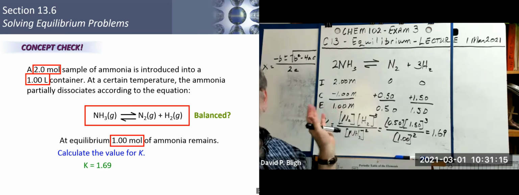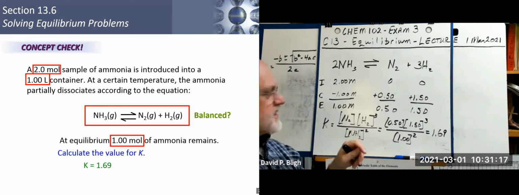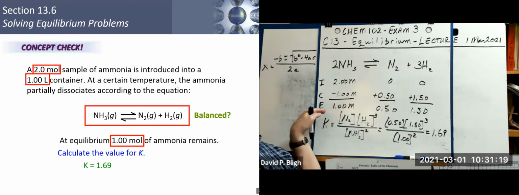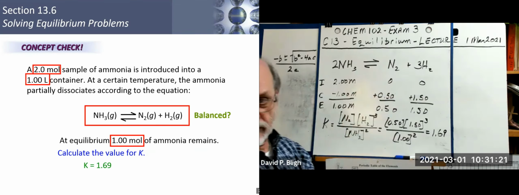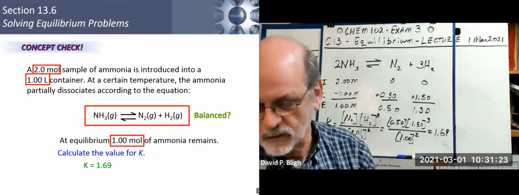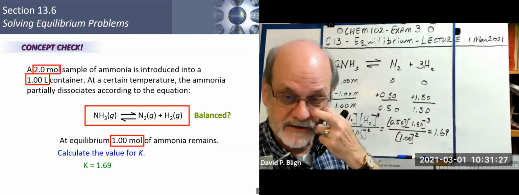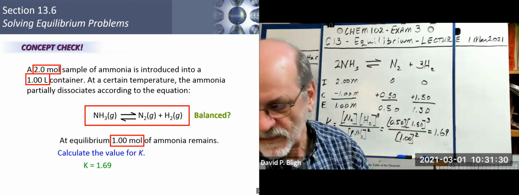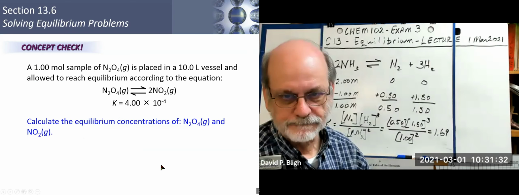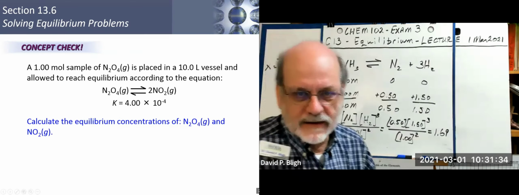Okay, that was a fairly simple one. And the reason it was simple is because we were actually given a final concentration of one of these components. When that happens, it's really easy to figure it out. You just have to go back to the stoichiometry of the balanced equation. All right.